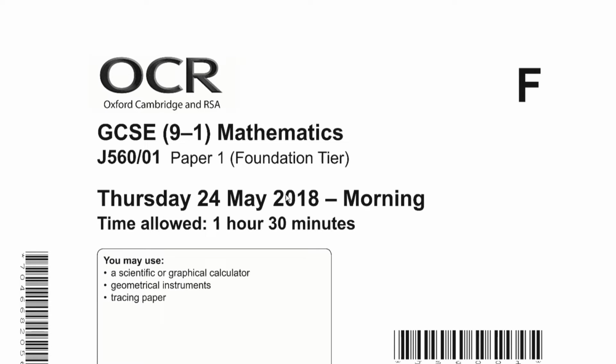This is the OCR GCSE 9-1 Maths Foundation Paper 1 from the June 2018 series, and this paper is a calculator paper.